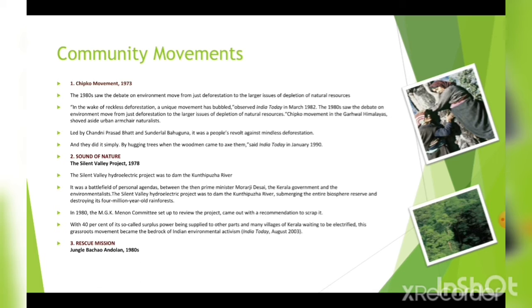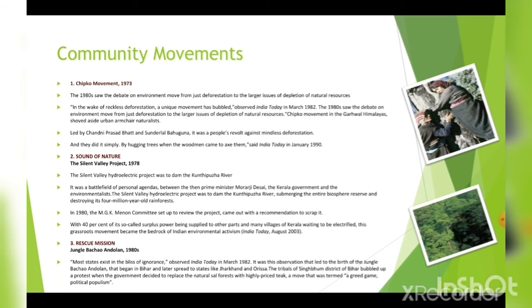Now, rescue mission: Jangal Bachao Andolan in the 1980s. Most states exist in the bliss of ignorance. It was this observation that led to the birth of the Jangal Bachao Andolan that began in Bihar and later spread to states like Jharkhand and Orissa. The tribals of Singhbhum district of Bihar bubbled up a protest when the government decided to replace the natural sal forest with highly priced teak, a move that was termed a green game of political populism.